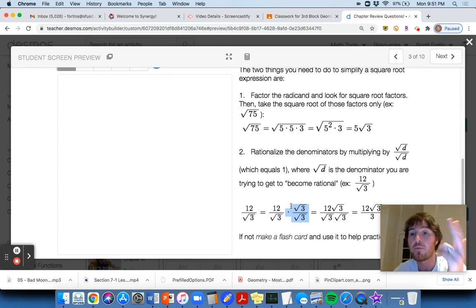Why? Because when you're multiplying fractions, the rule is to multiply numerators together. So 12 times root 3 would be 12 root 3. That's fine. I got a root 3 in the numerator. I didn't say you can't do that. You can't have a root in the denominator. The denominator will be root 3 times root 3.